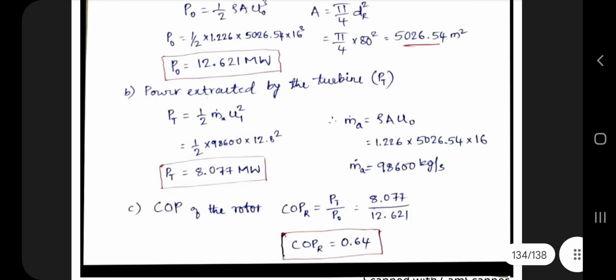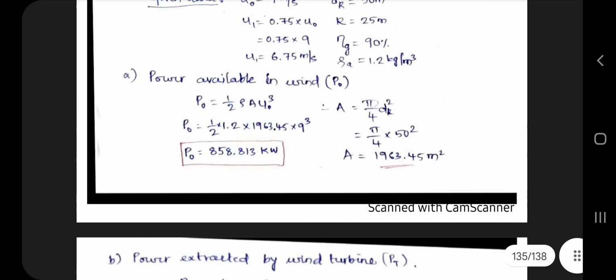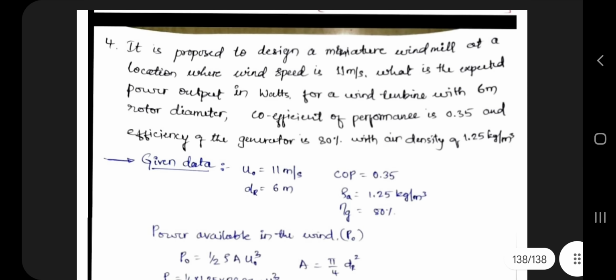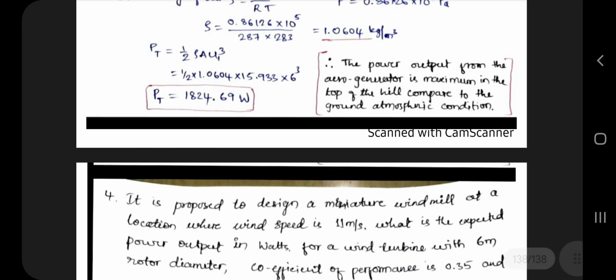Same thing goes for the power extracted also. Half MA into U1. MA is what? This formula is there. Just remember these formulas. Go through them. There are totally, I guess, 3-5 questions. If you go through these questions, easily you will get to know what type of questions are asked. Basically they ask this one only. Just have to remember the formula and do it.